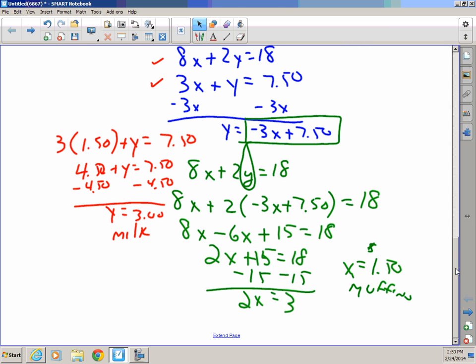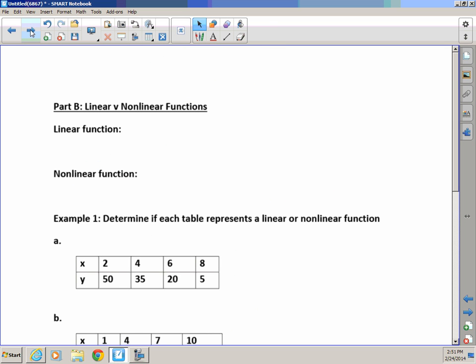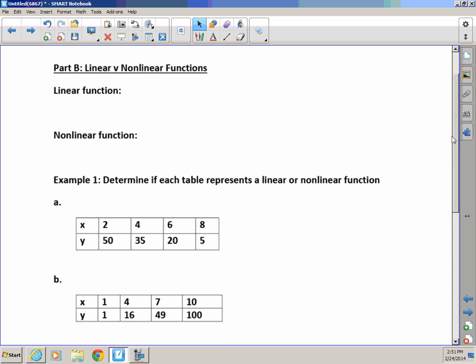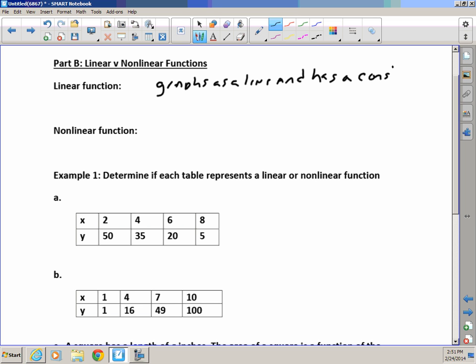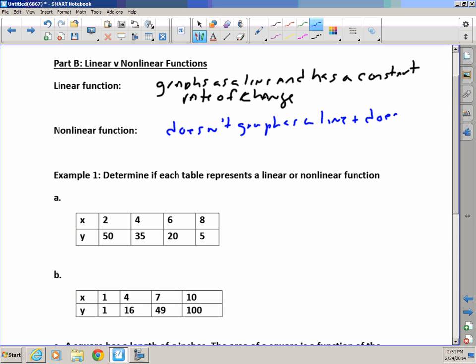Okay? All right, now the second part is we want to distinguish between linear and nonlinear functions. We've done a little of this before. A linear function graphs as a line and has a constant rate of change. Nonlinear is the flip side. It doesn't graph as a line, and doesn't have a constant rate of change.